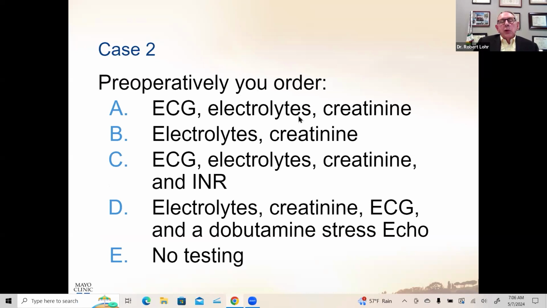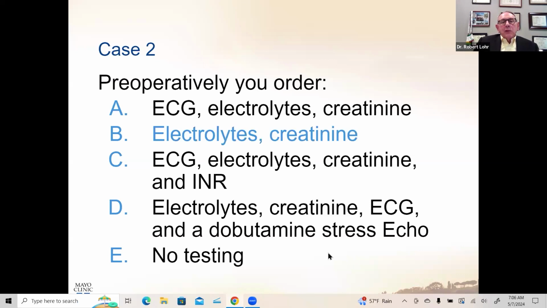Repeat her ECG and check electrolytes and creatinine. Just do the electrolytes and creatinine. The ECG, the electrolytes, creatinine, and an INR. The same things plus a dobutamine stress echo, or nothing. And again, I'll give you a second or two to think about this.